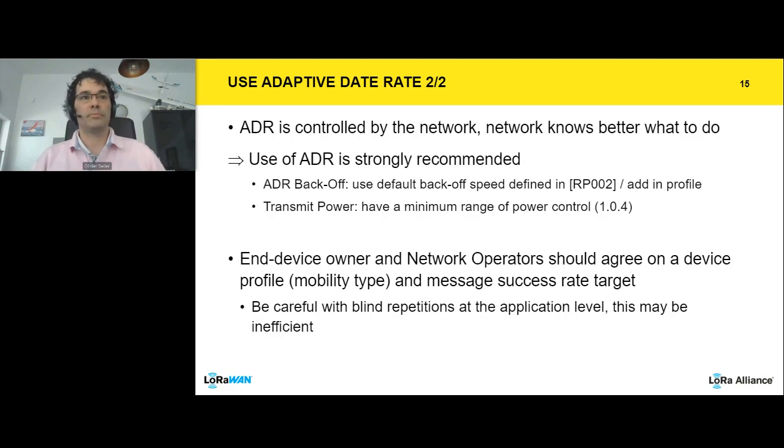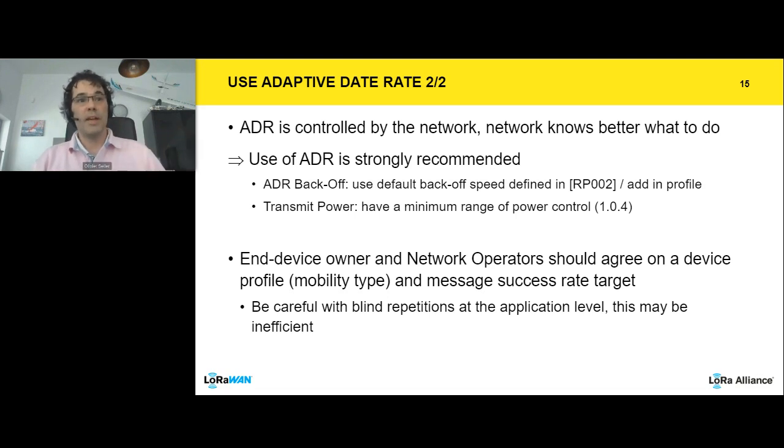As a result, we recommend strongly the use of adaptive data rate. And specifically, once adaptive data rate is turned on, the end device needs to follow the four dimensions. It needs to follow the list of channels to use, the transmit power, the data rate, and also the retransmission order. And that's because there's a contract going on between the network and the end device and the end device owner. The network commits to optimize adaptive data rate for a certain quality of service.